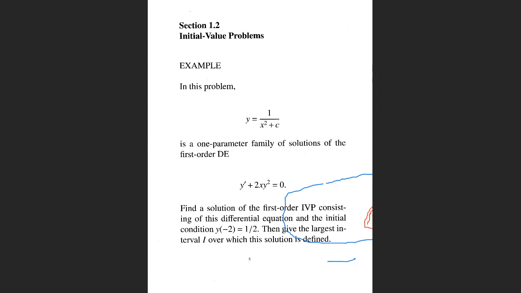then under normal circumstances, we're going to get a unique solution. We're going to get one solution. In other words, having this initial condition gives us information that allows us to solve for that constant c. But of course, it's specific to the initial condition. Different initial conditions will give us different values of c. So what we want to do is solve this initial value problem, and then give the largest interval I over which the solution is defined.